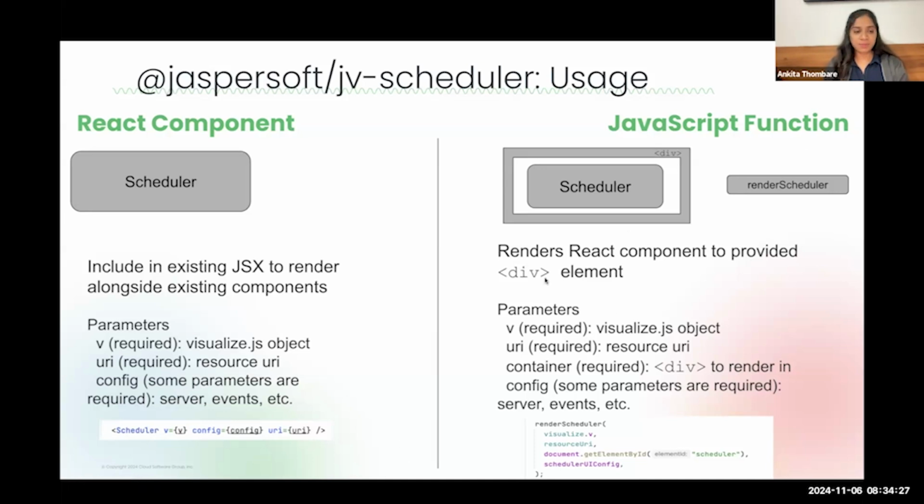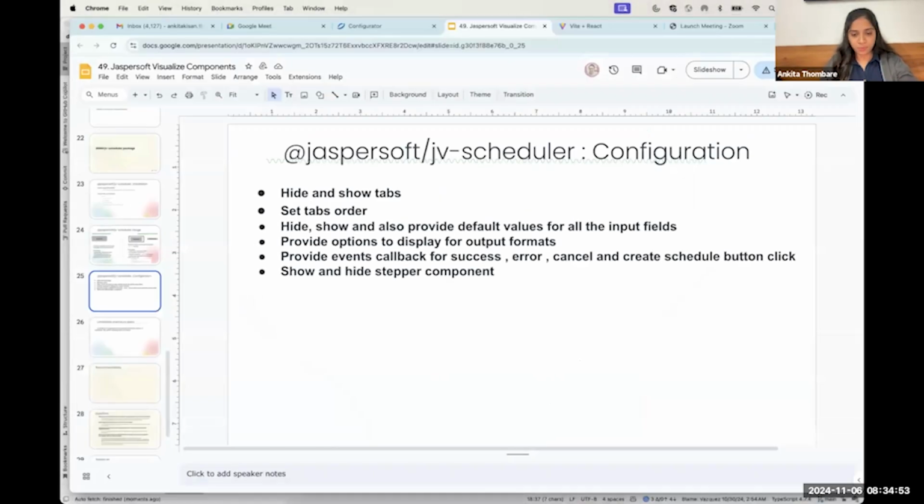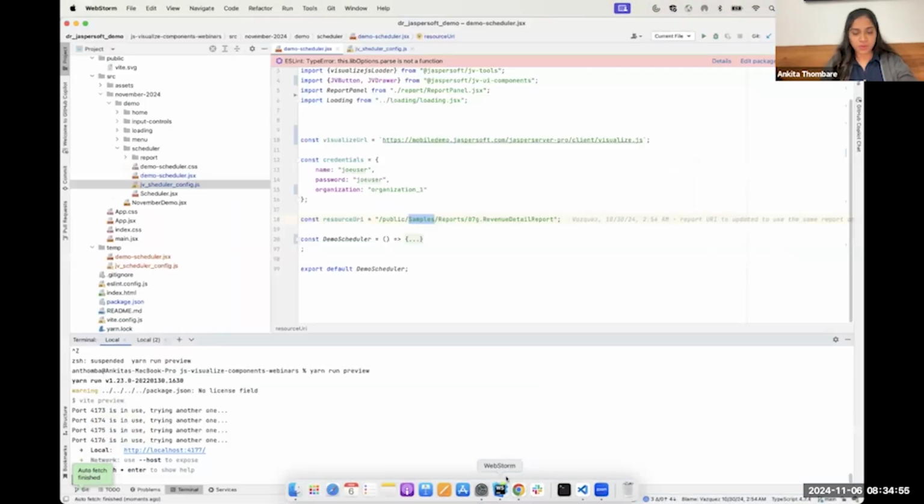And for the JavaScript API, apart from these three options, there is one more option we need to pass to the JavaScript API. That is the container, the division in which we want to render our application. This is the syntax for that as well. So this is how we can use our scheduler in both of the approaches. Now let me just go to the demo.